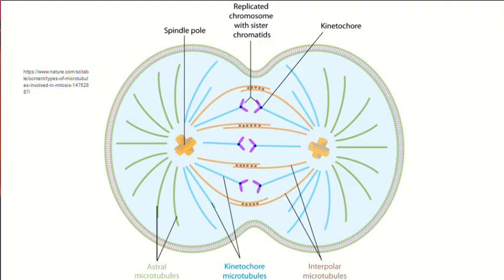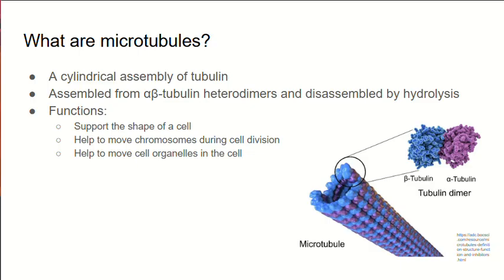The attachment and pulling of chromosomes are done through the help of microtubules. Microtubules are made up of alpha and beta tubulin proteins, and these polymers assemble and disassemble and help to support the shape of the cell, and move chromosomes and other cellular structures in the cell.